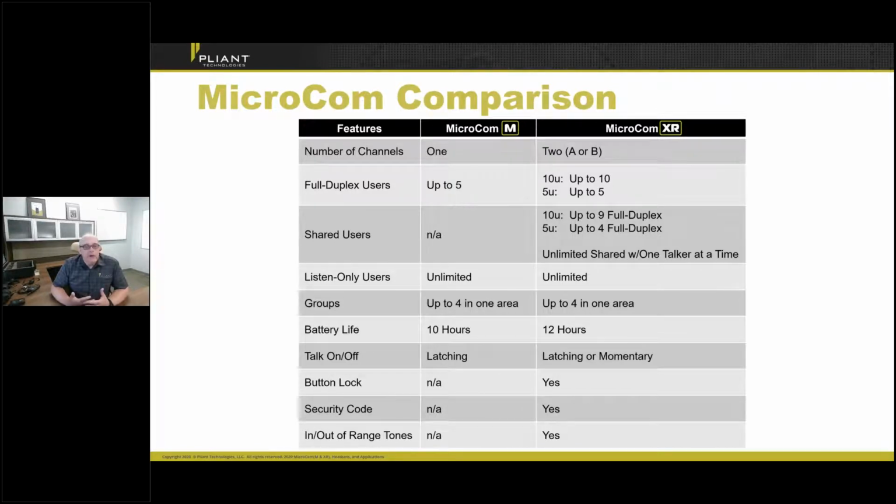So as a quick comparison, I'm not going to sit here and go through every detail on this chart. Once again, you have this available to you as a PDF, if you want to get into more details, but it's really just to point out some of the major differences between the M and the XR. And it really comes down to what your application is. You may need an M for a certain application, which is a single channel, which is fine. And for a fairly small number of users, and you have a small budget, MicroCom M is perfect for that. You want to step up to the next level, XR gives you all the things that we've been talking about: the extended range mode, 2 channels, A or B, and more battery life, different functionalities, shared users, and so forth.